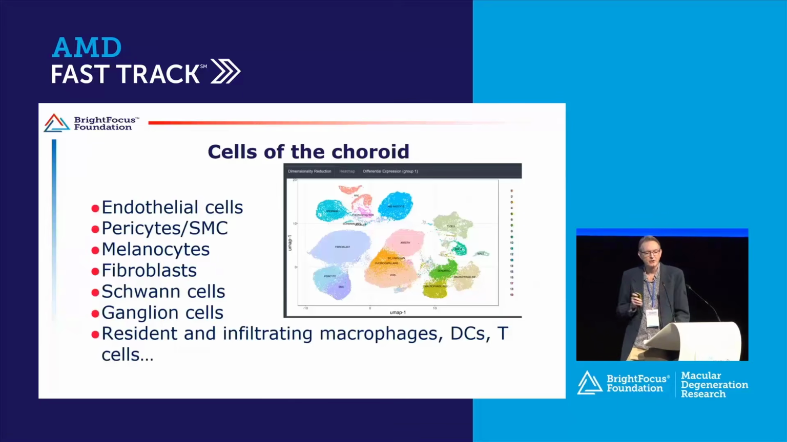And so there are numerous cells of the choroid. We were learning more about these with the kind of work that Ray was talking about earlier with single cell RNA sequencing, and we can identify multiple different populations across the choroid that are of different interest to different folks in the audience.